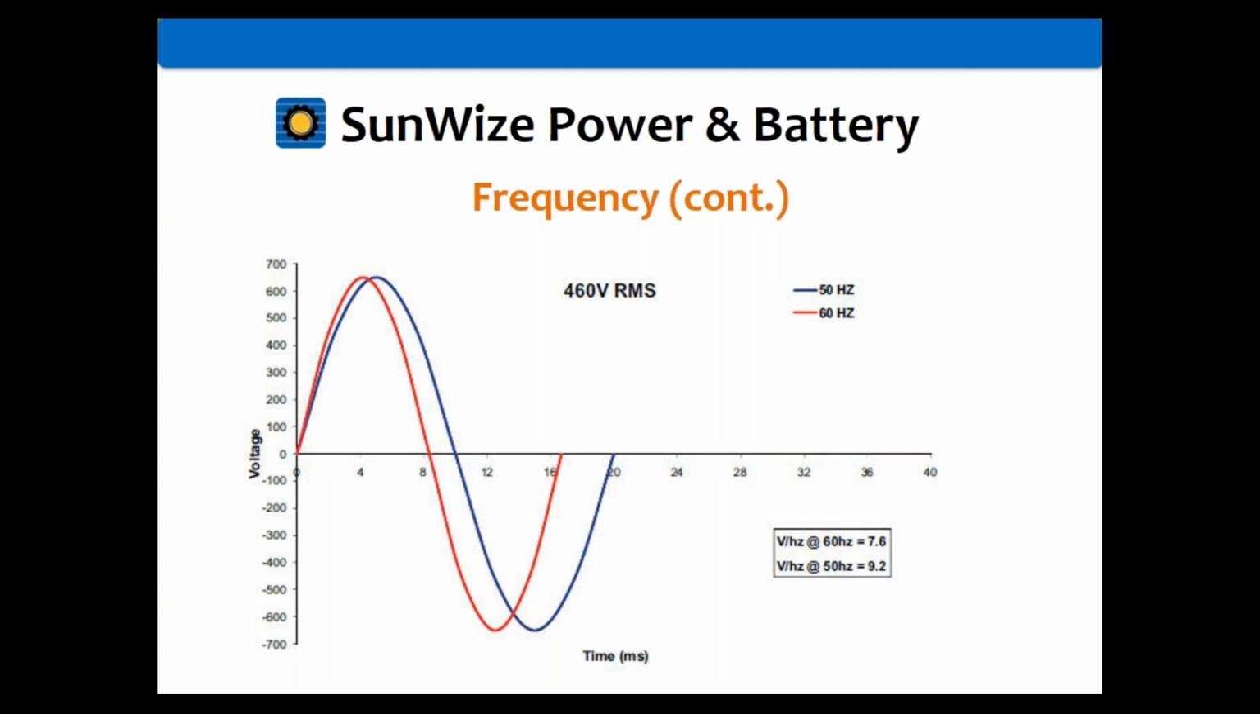A DC wave wouldn't be that way. A DC line is just going to be a flat line, whatever the voltage is. If it's 12 volts, it's going to be a flat line at 12 volts, with a little variation for the tolerance of the battery for charging it. That's going to be about it.